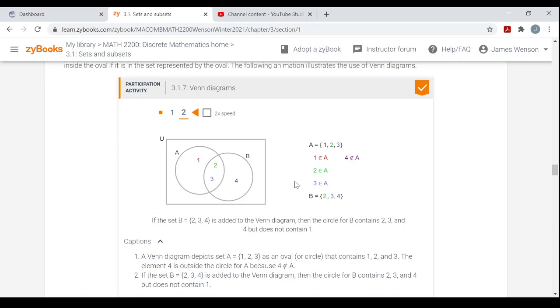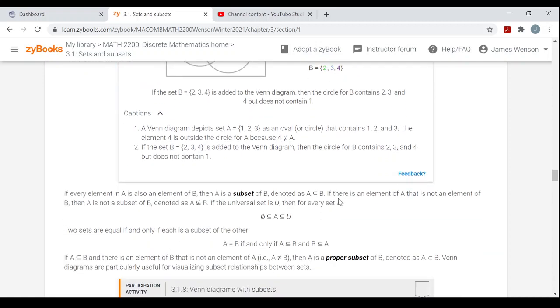That's a simple example of a Venn diagram, and you can very clearly see what elements are where. 1 is in A but not in B. 4 is in B but not in A. And 2 and 3 are in both. You see the overlapping region? You can see that both sets have 2 and 3.